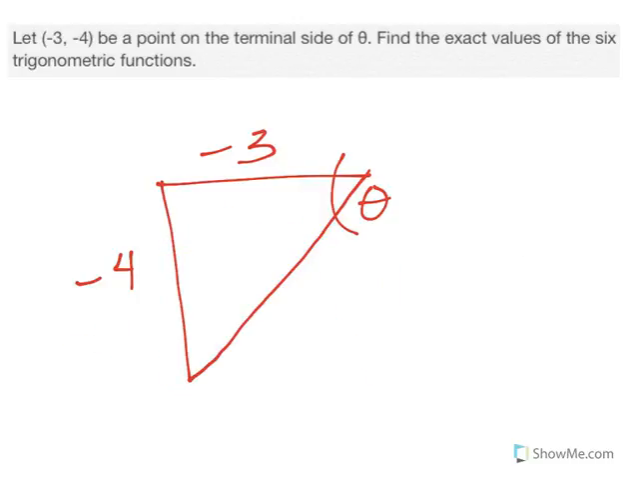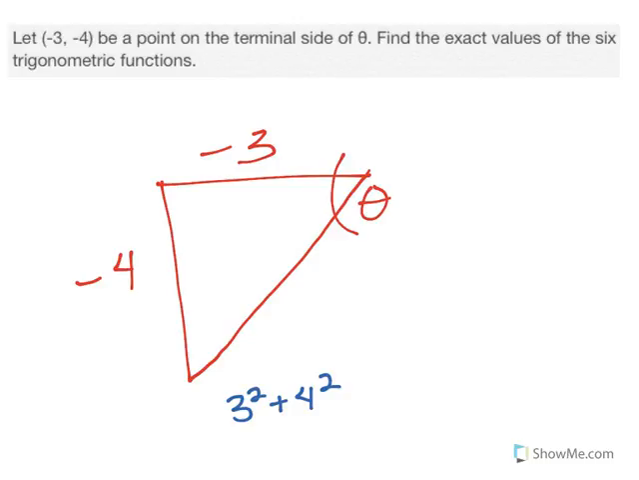So now we've got our triangle. We have to solve for our hypotenuse here, so we're going to use the handy-dandy Pythagorean theorem. We've got 3 squared plus 4 squared. I'm not paying attention to the negatives, because they're going to go away since we're squaring.